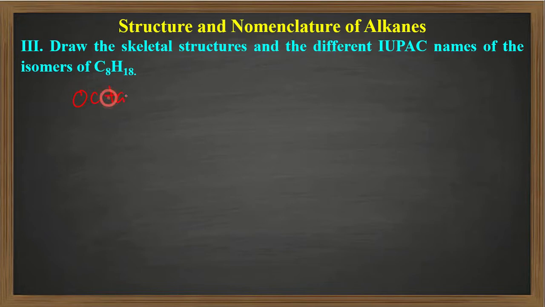Octane. So the skeletal structure of octane contains 8 carbon atoms. So 2, 3, 4, 5, 6, 7, 8. That's the first isomer of C8H18, simple octane or n-octane. So we have here 1, 2, 3, 3. Our 3 looks like an X. 3, 4, 5, 6, 7, and then we have here 8.